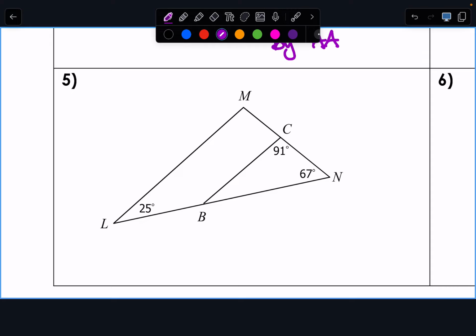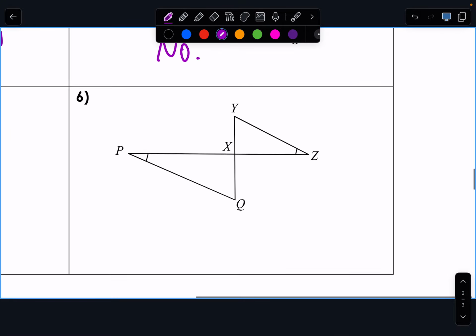If I look at the tiny triangle, what's left over for this angle? 22. If these were parallel, those would be the same angles. So no. All right, and then number 6.